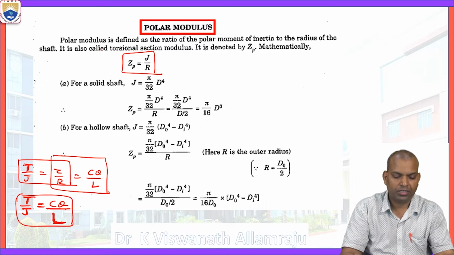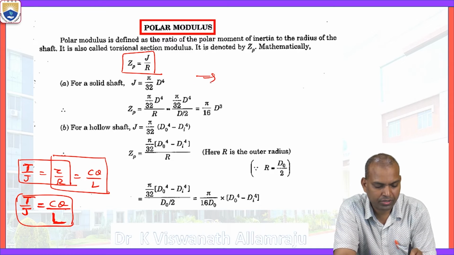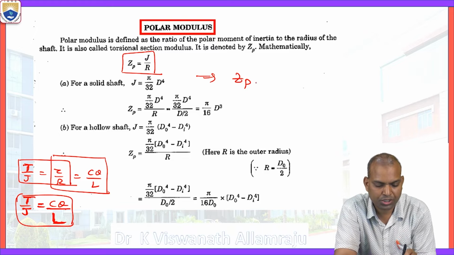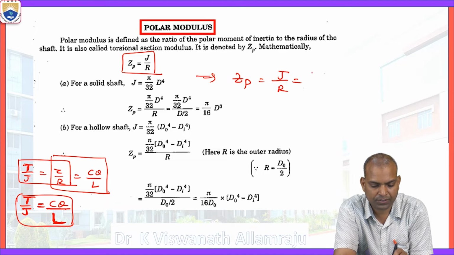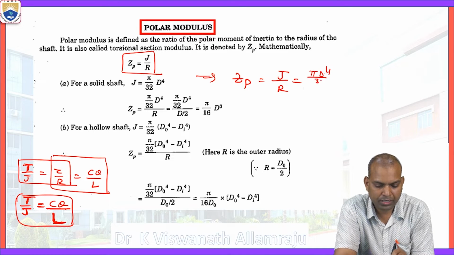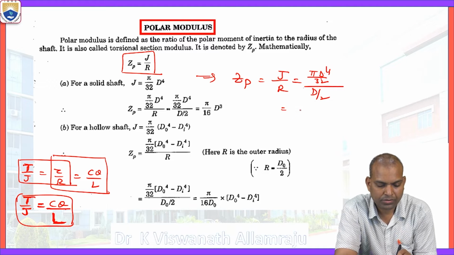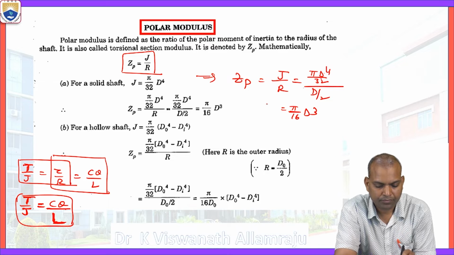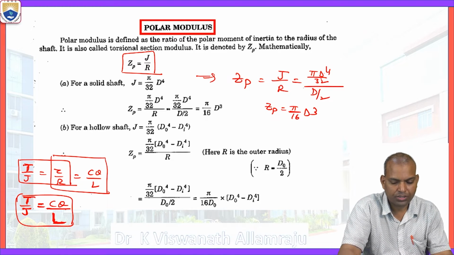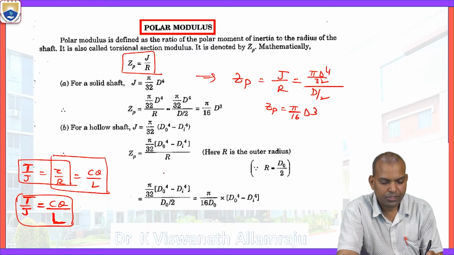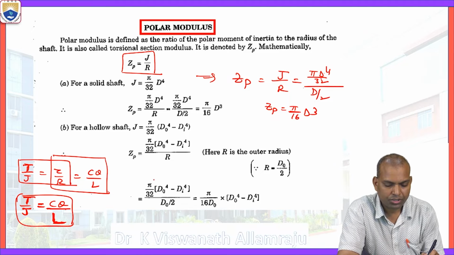Now for a solid circular shaft, what is the torsional section modulus? Substitute in the place of J and R the values related to the solid circular cross section, that is pi d power 4 by 32 over R, that is d by 2. Then it becomes pi by 16 d cube. Zp equal to pi by 16 d cube. This is for a solid circular shaft.